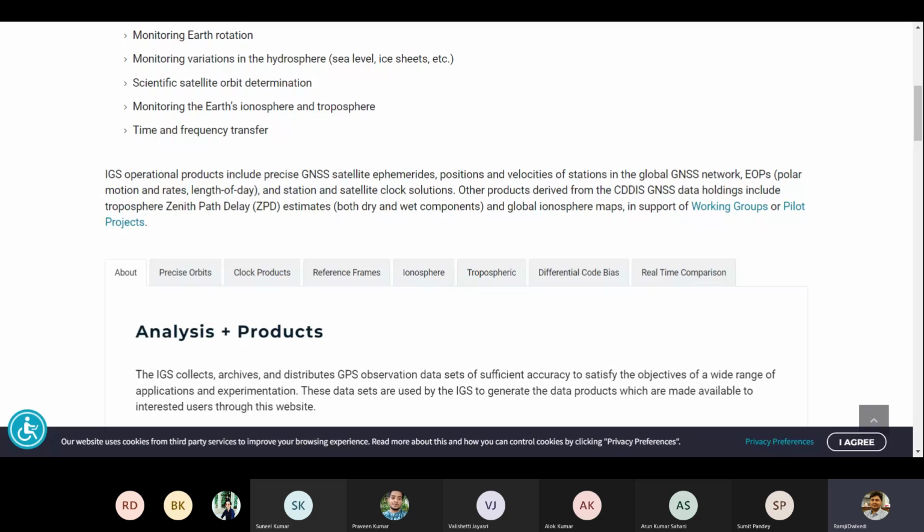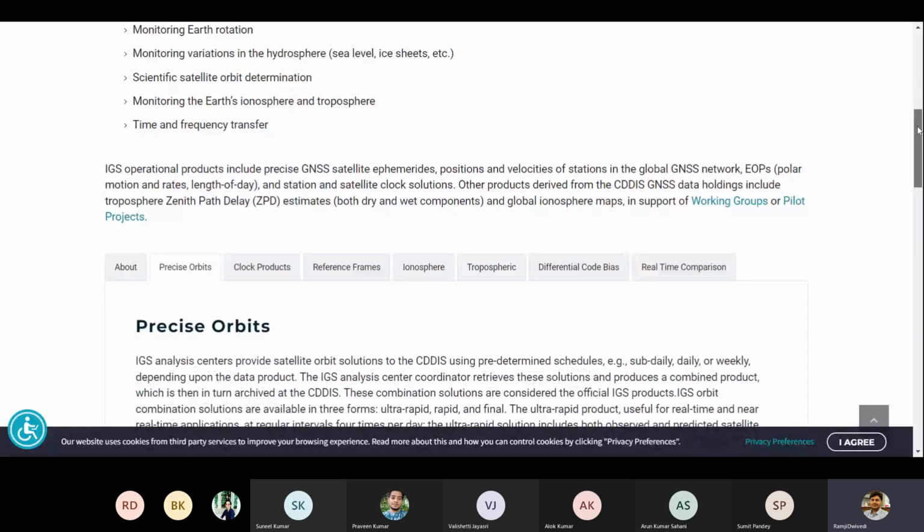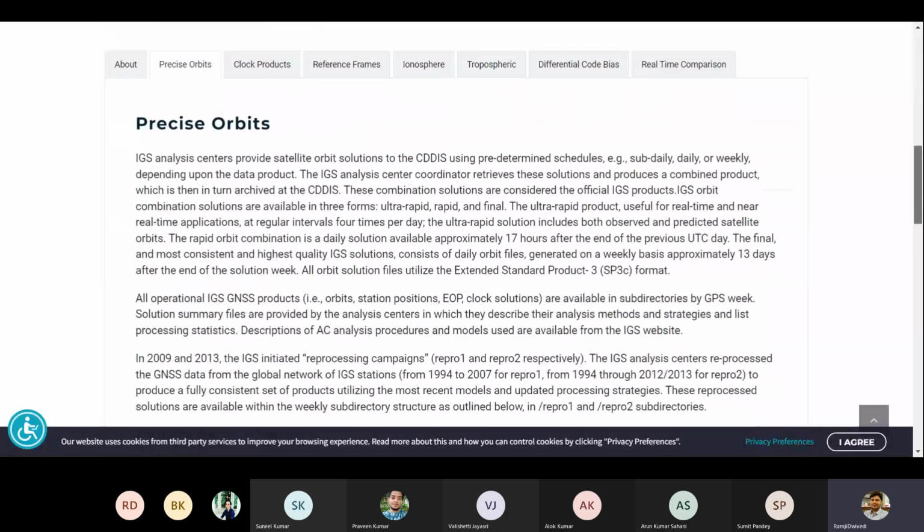And these datasets are used by IGS to generate the data products which are made available to the interested user. Another is precise orbit. As I've told you now, there are two types of orbits. One is broadcast orbits, and another is precise orbit.